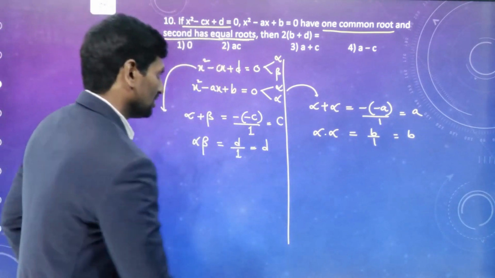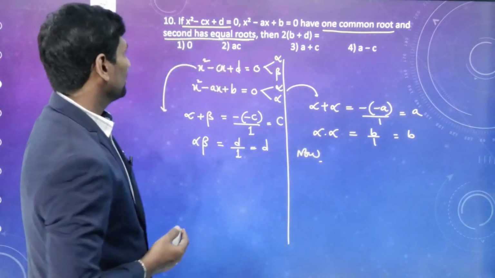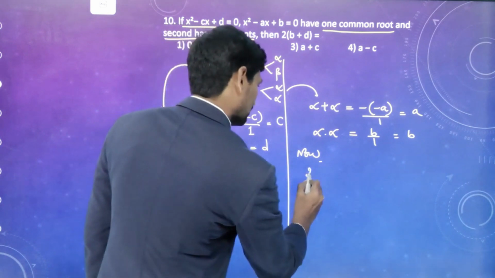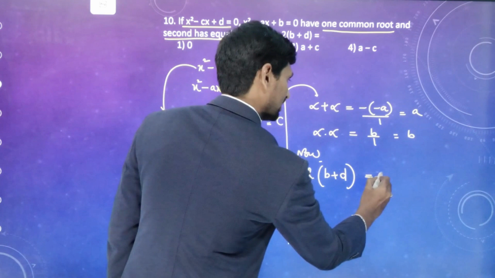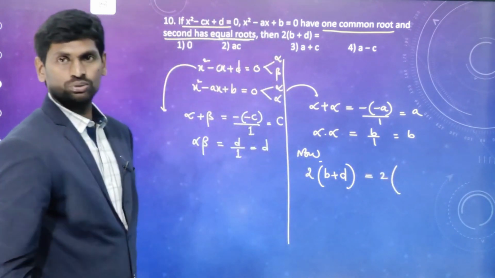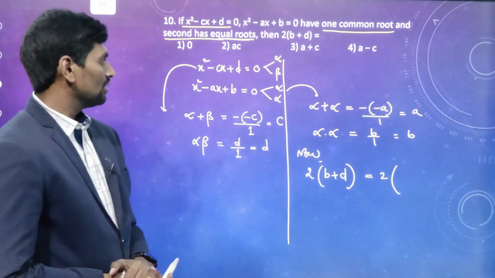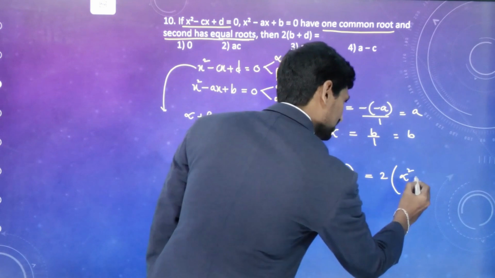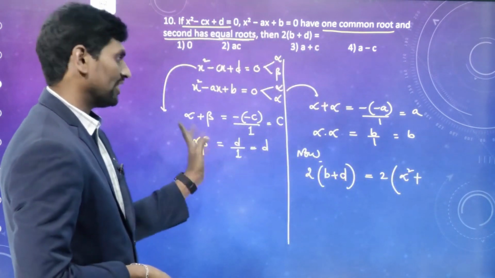Okay, now let us find 2 times of b plus d. 2 times of b plus d, that is equal to b value means alpha into alpha, alpha square, plus d. In the place of d, what is given? Alpha into beta.